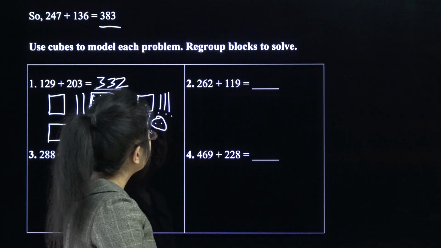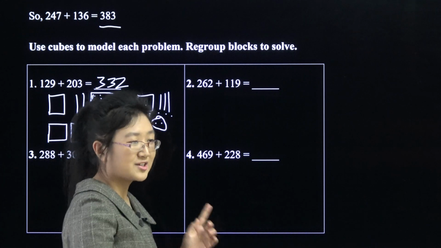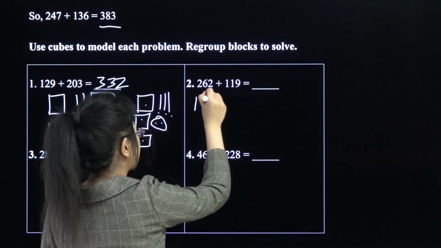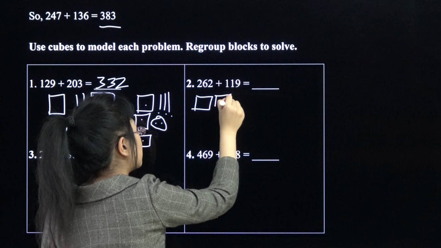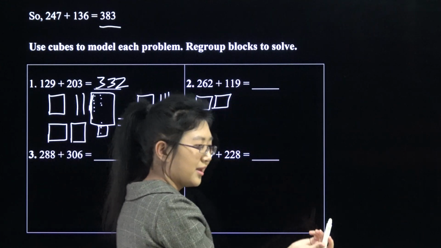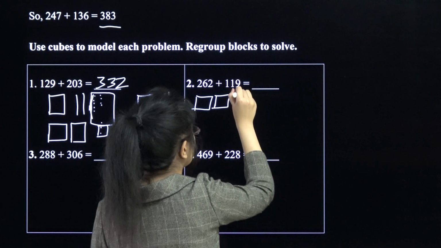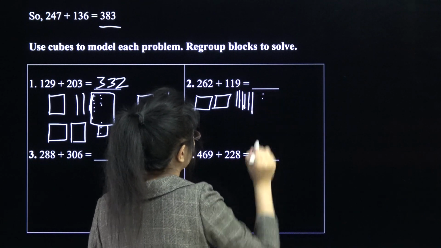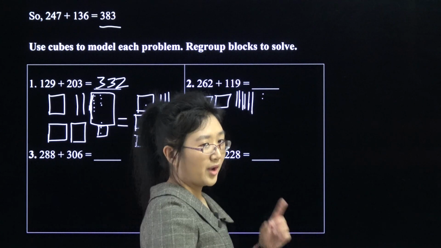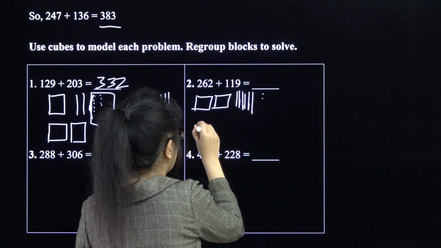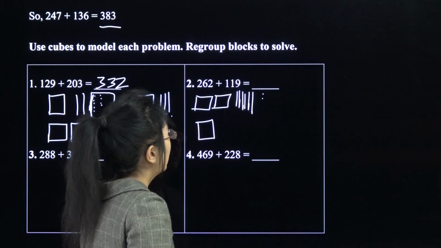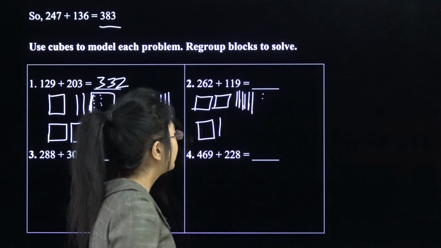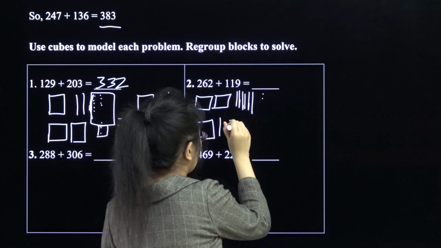Now, we move on to question number 2. 262. Well, what's 262? Well, there's 2 hundreds, and 60 is 6 tens. 2 is 2 ones. Plus 119. 100 is 100 cube. 19. Now what's 19? Well, 19 is 1 ten and 9 ones.